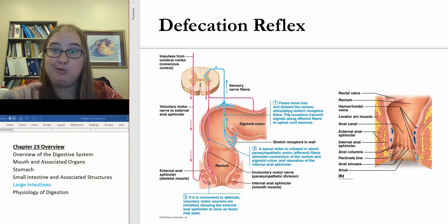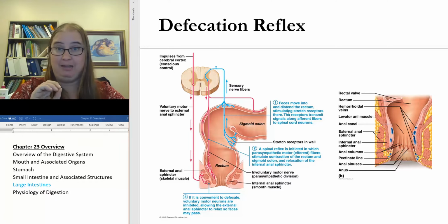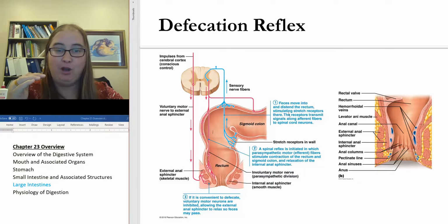And now you can say, oh no, right? We can say that. But the great thing is, no, we don't defecate yet, because we have conscious control, hopefully, over the external anal sphincter, which is holding the poop inside of us.